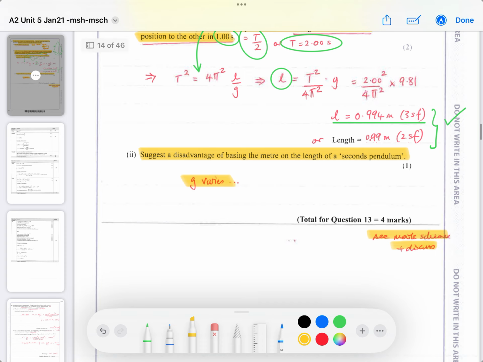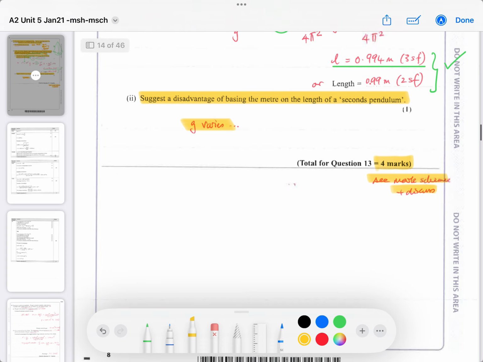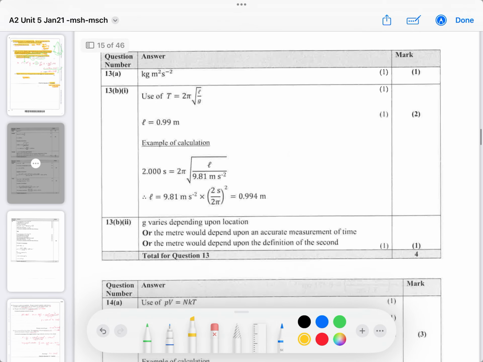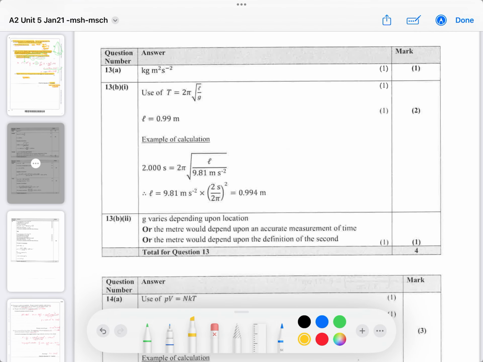Okay, let's see where the mark scheme comes up. So this is the 4-mark question, the third of the section B questions. Here it is. So we went through the answers already. 2 significant figures is what they're quoting it to.